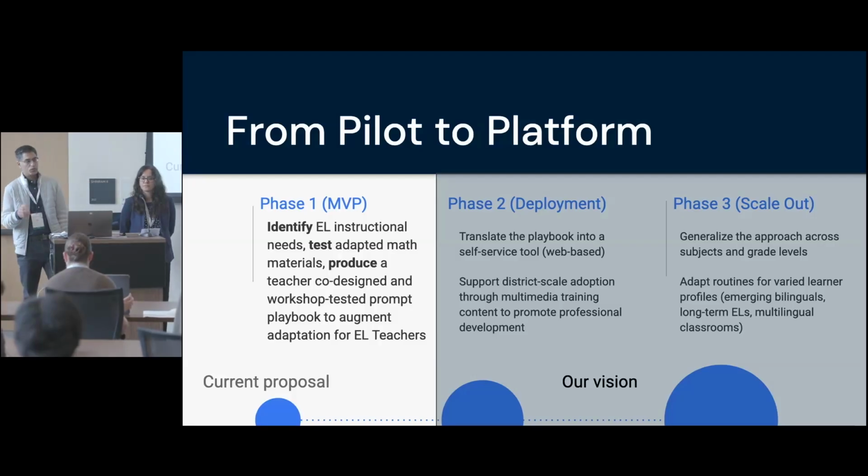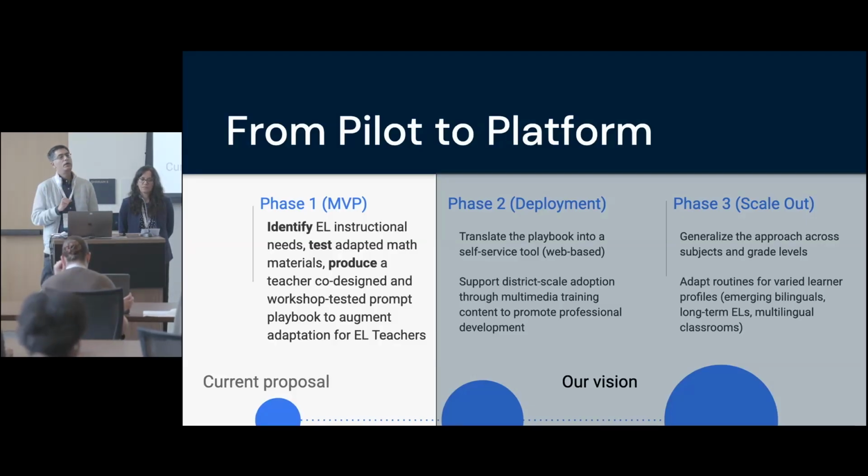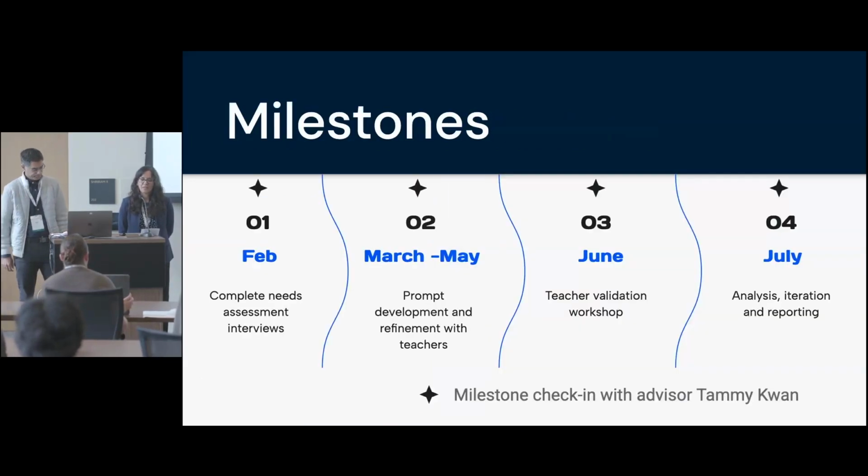In phase 2, we want to create a web application to implement our playbook and potentially an algorithm to further personalize 1 or 2 activities from the curated dozen in phase 1, based on the math lesson at hand and previous teacher assessments. In phase 3, we think of that as our scaling approach, to scale from middle school math to other grade levels and potentially other subject areas in the future. Here is a quick timeline of what we described. In each of the milestones, we plan to have a check-in with our advisor, Tammy Kwan.